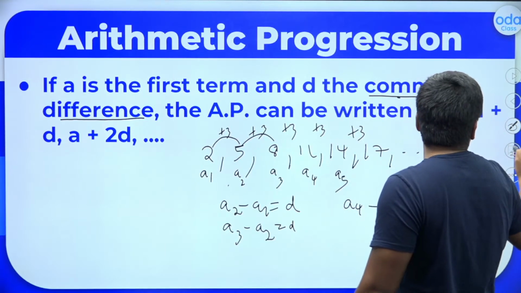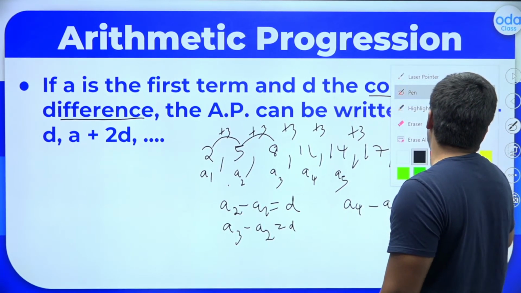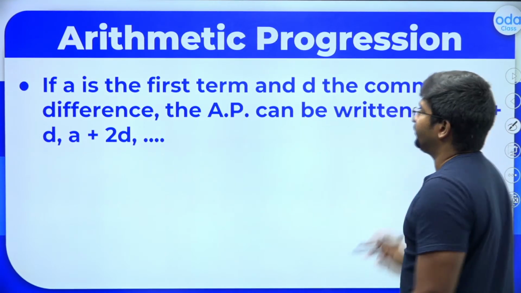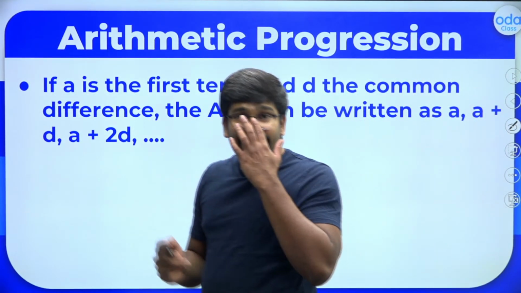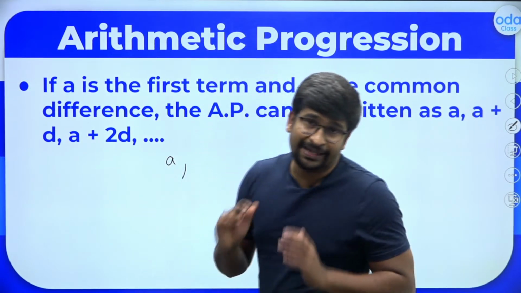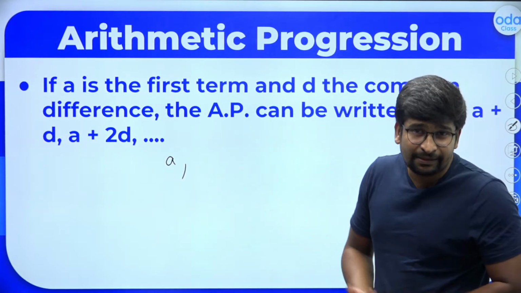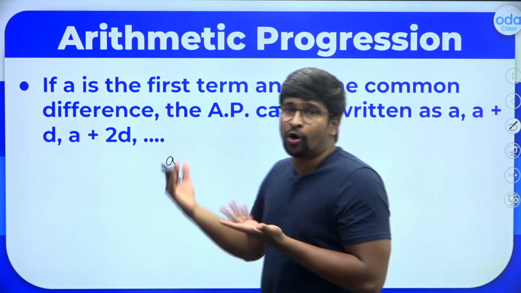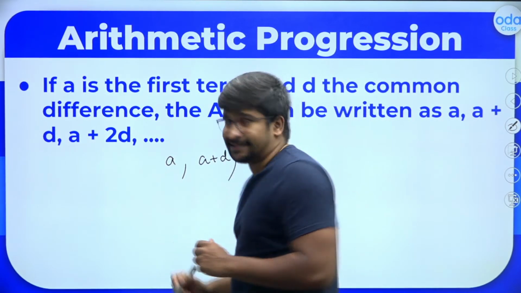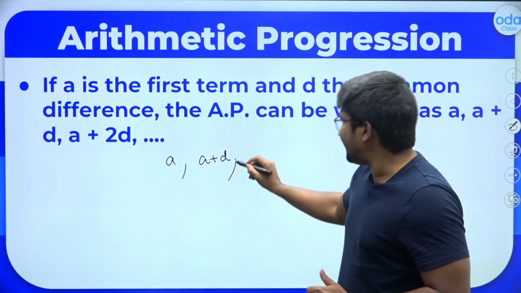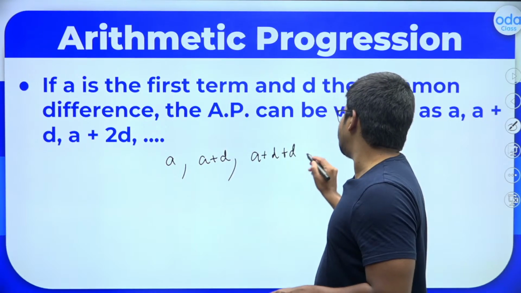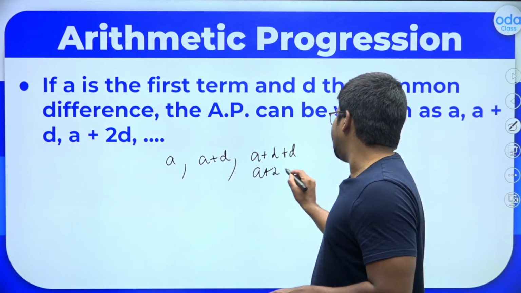Now, in general, how can you write the terms of an AP? That is also very easy. Let's do an observation here. Let's assume that the first term of the AP is A. Then how can you find the second term? To the first term, when you add the common difference, you can find the second term. So you'll get A plus D as the second term. Correct? Now to the second term, when you add the common difference again, that means A plus D plus D, which is A plus 2D, will be the third term.